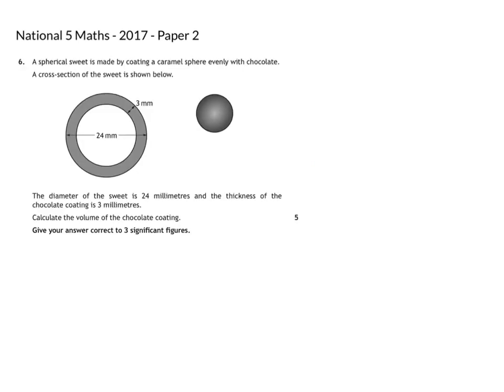Here we go with question 6. So we have a spherical sweet is made by coating a caramel sphere evenly with chocolate. So we have the cross section shown there. So we have the outside diameter of 24, which is what it's saying here. So the diameter of the sweet is 24 millimeters, and the thickness of the chocolate coating is 3. We need to calculate the volume of the chocolate coating. So in this case, we need to calculate the volume of the whole sweet.